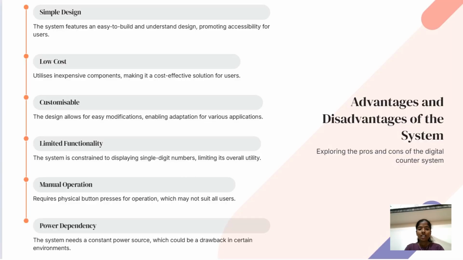When it comes to the advantages and the disadvantages of this project, the main advantage is the circuit is easy to build and understand, making it ideal for beginners in electronics. It has a low cost, with readily available, inexpensive components like the 7-segment display and the push button. When it comes to the disadvantages, this project can only display a single digit number, restricting the practical use, and requires a constant power source which could limit portability.